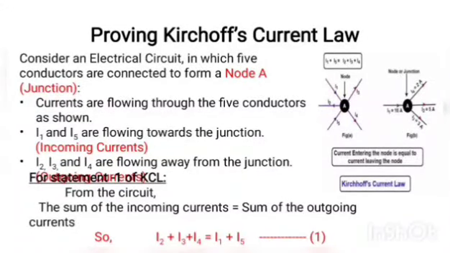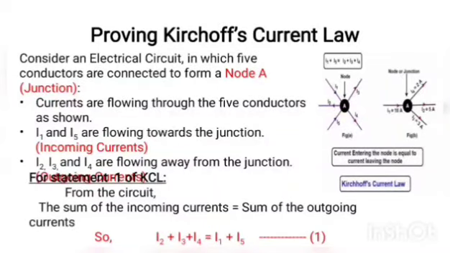Some currents are flowing towards the junction, that means towards the node, and some currents are flowing away from the junction. The currents flowing towards the junction we call incoming currents. The currents flowing away from the junction we call outgoing currents. Here I1 and I5 are flowing towards the junction, so they are incoming currents. I3, I4, I2 are flowing away from the node, so they are outgoing currents.